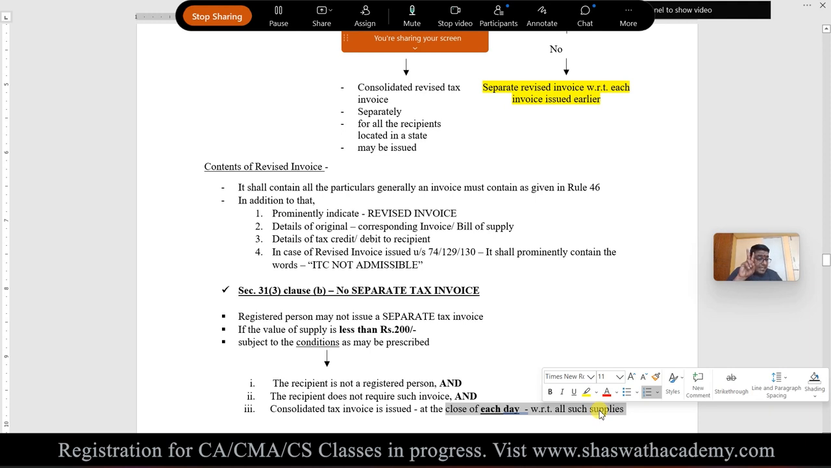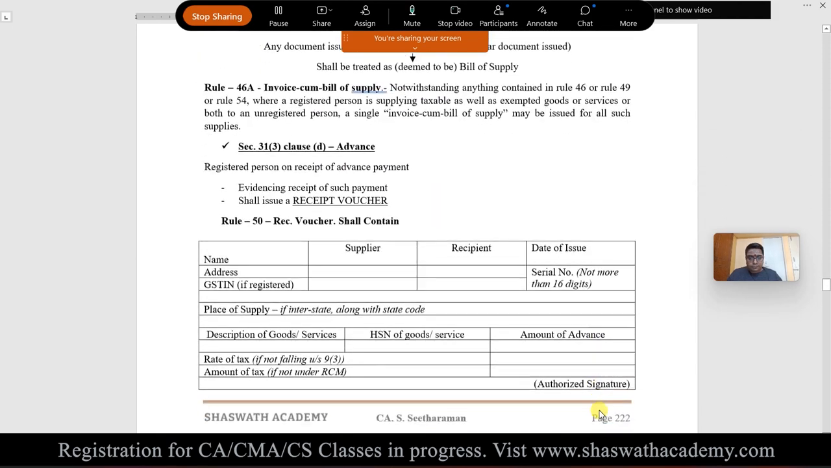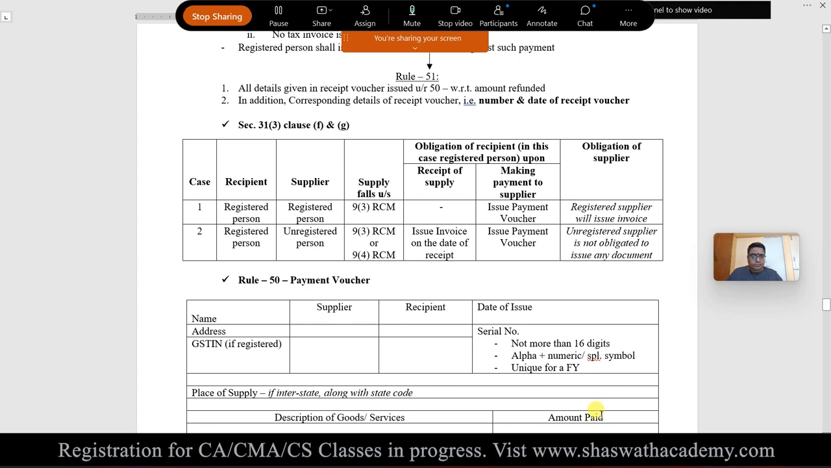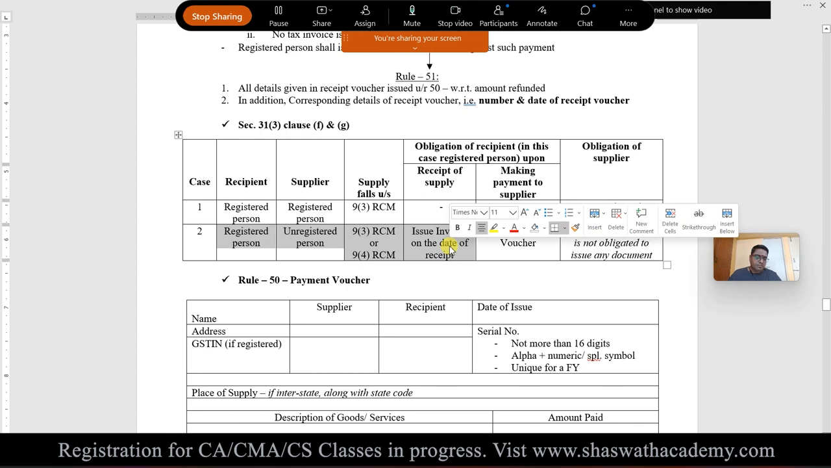Yes, sir. The second scenario where a consolidated invoice comes in is a different scenario, which is the 31(3)(g) clause. This is the beauty. Whenever a registered person is procuring from an unregistered person, either under 9(3) or 9(4), they have to issue an invoice as on the date of receipt of supply.